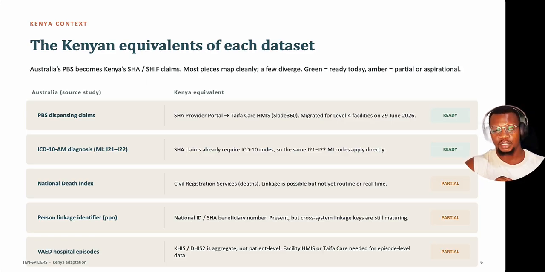Then we have the person linkage identifier, which is the unique ID of the person. For us, it would be the national ID, which is what we use when we are registering for SHA, or the SHA beneficiary number. Same thing, really.